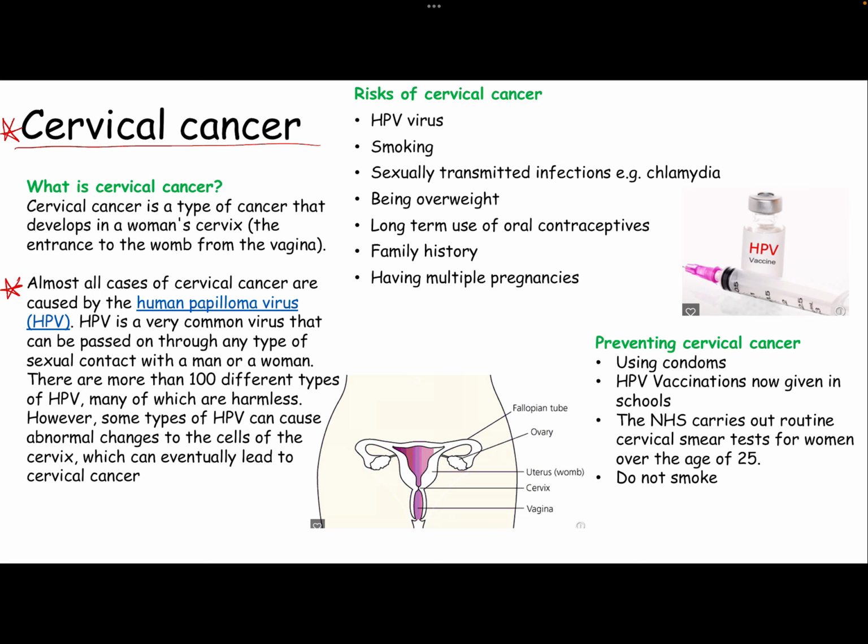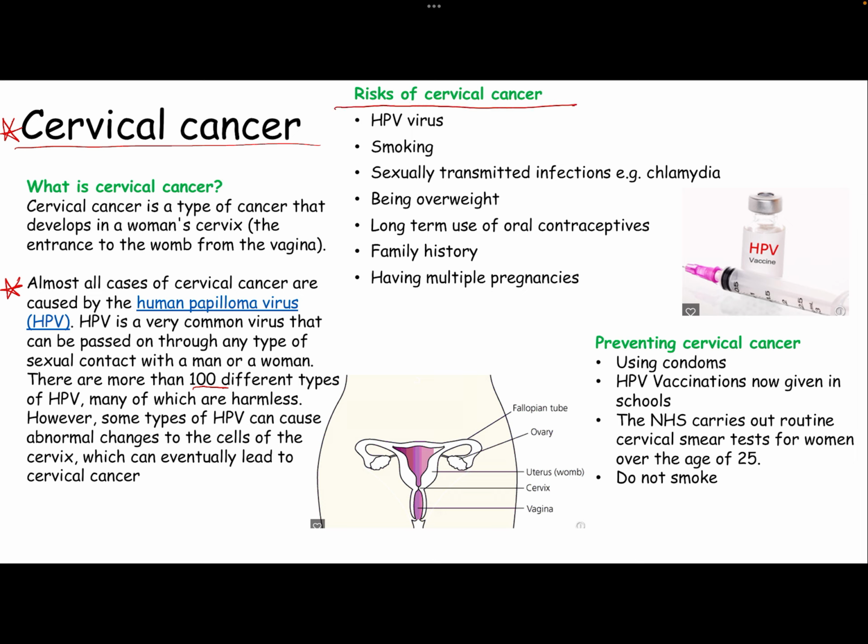HPV is a very common virus that can be passed on through any type of sexual contact with a man or a woman. There are more than 100 different types of HPV, many of which are harmless. However, some types of HPV can cause abnormal changes to the cells of the cervix, which can eventually lead to cervical cancer.